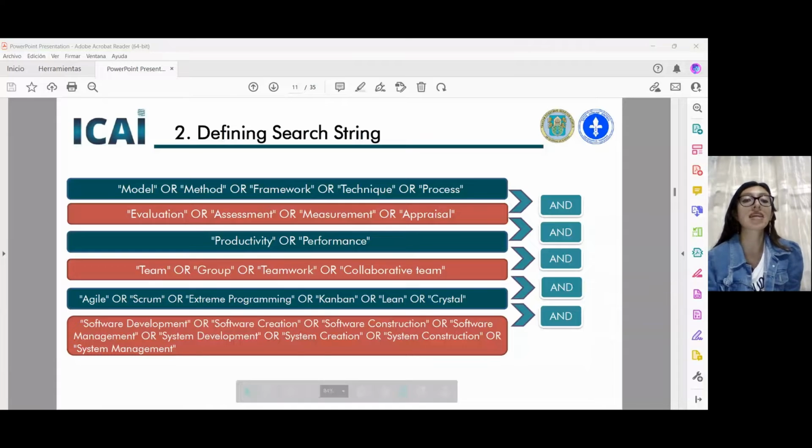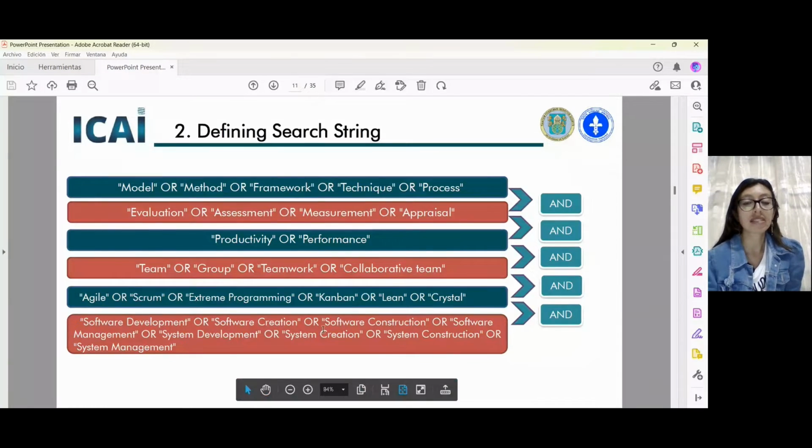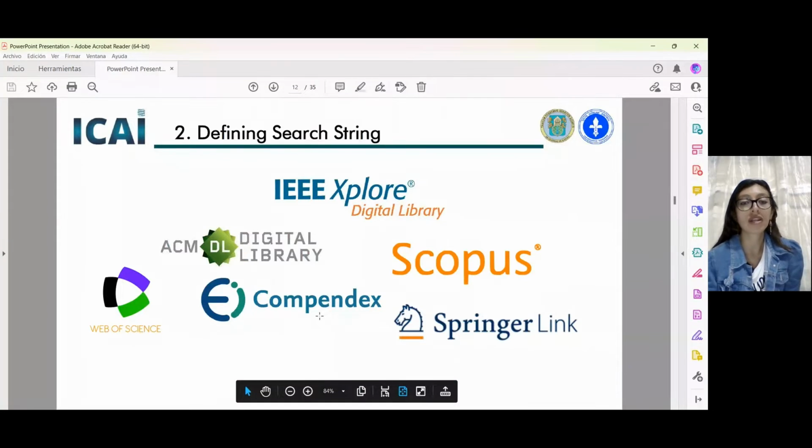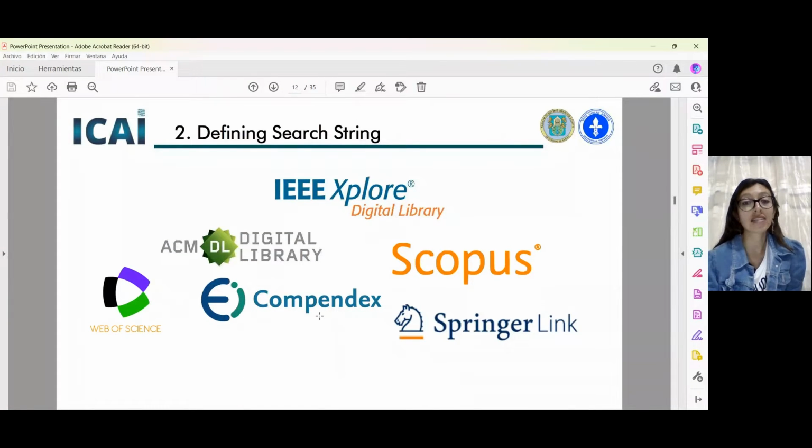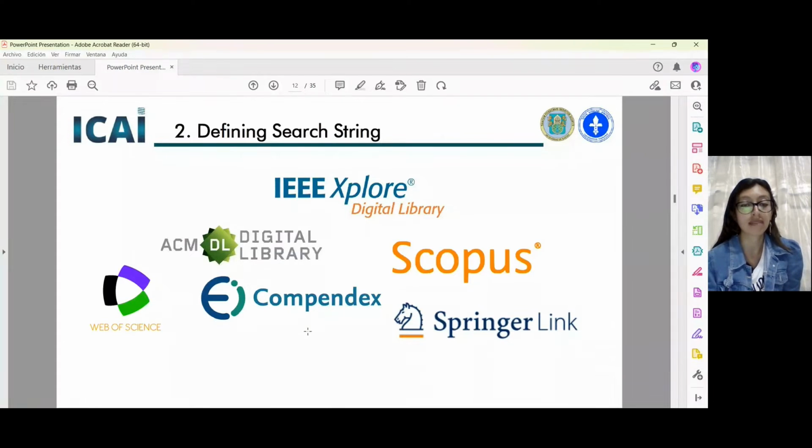Defining search string. In this phase, we build a search string considering the previously defined scope and the research question. And the string includes the keywords and boolean operators shown in this figure. And the bibliographic databases considered are IEEE Xplore, ACM Digital Library, Scopus, Compendex, Web of Science, and SpringerLink.